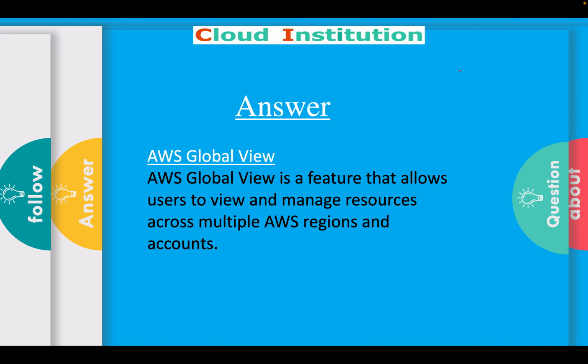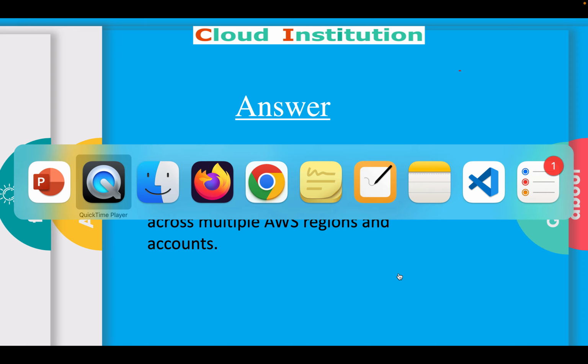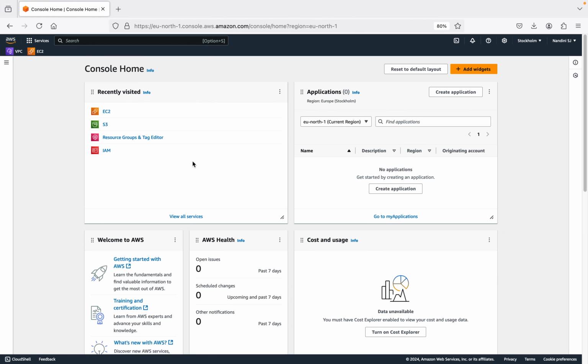The answer for this question is AWS Global View. AWS Global View is the feature that allows users to view and manage resources across multiple regions and accounts. We're going to see what Global View is and how to access it. Now I'm going back to my AWS console.